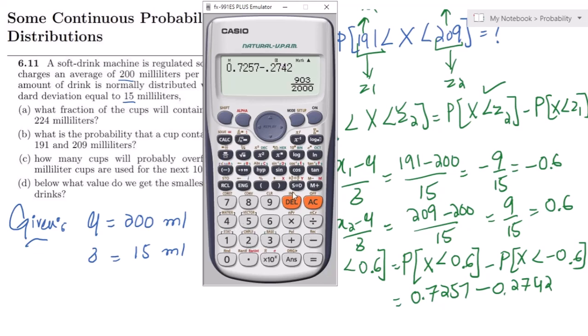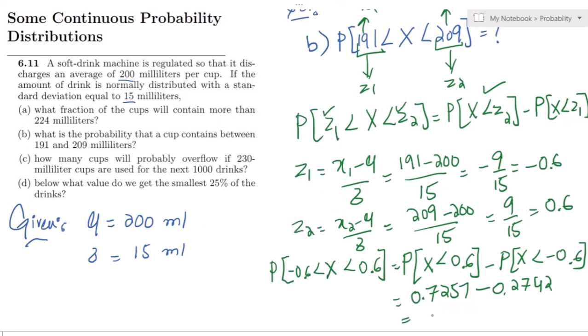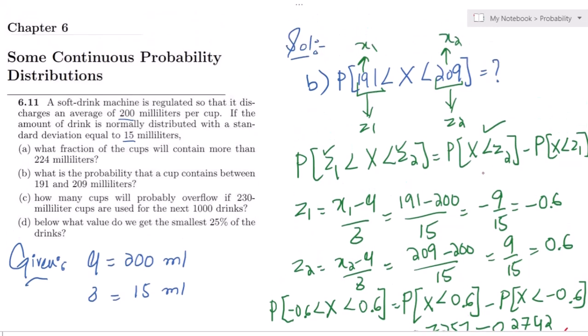Okay, so the value it has would be 0.4515, which is around 45.15%, and that is basically the solution of part B of my question. So this is the probability and this is the percentage. As we were asked to find the probability, therefore this is the answer. So that is for part B of my question.